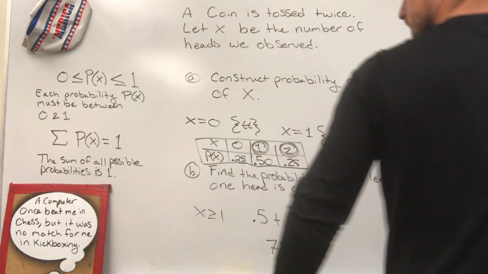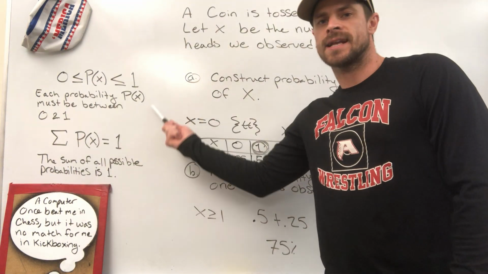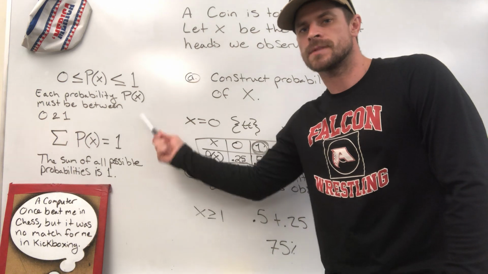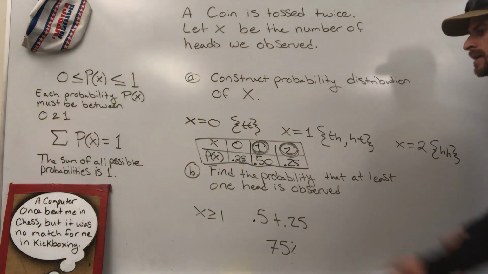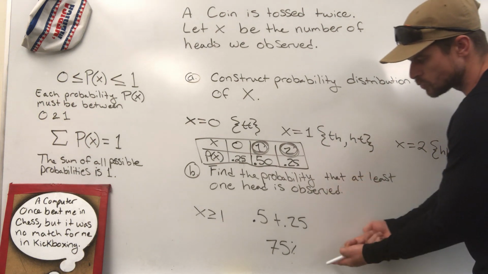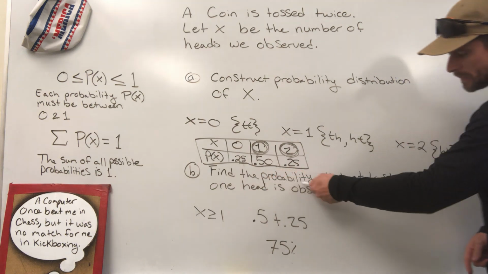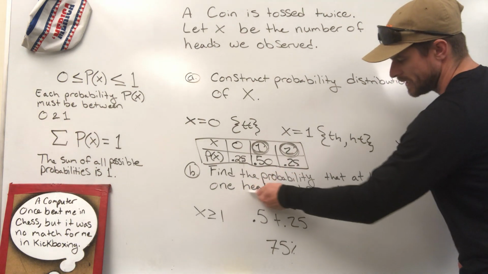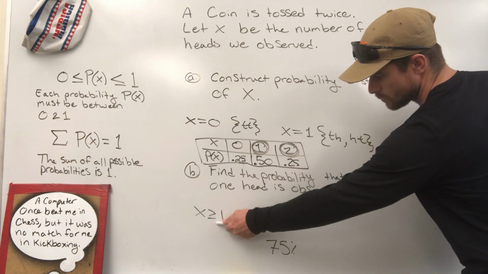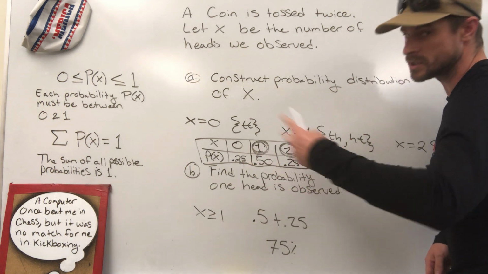So once again, make sure that for any probability distribution, you've got to satisfy both of these conditions. Okay, that has to be the case. Make your distribution tables, and then use what they're asking based off of the question. In this case, find the probability that at least one head is observed. At least one head. So it could be one or it could be two. You see it once or you see it twice.